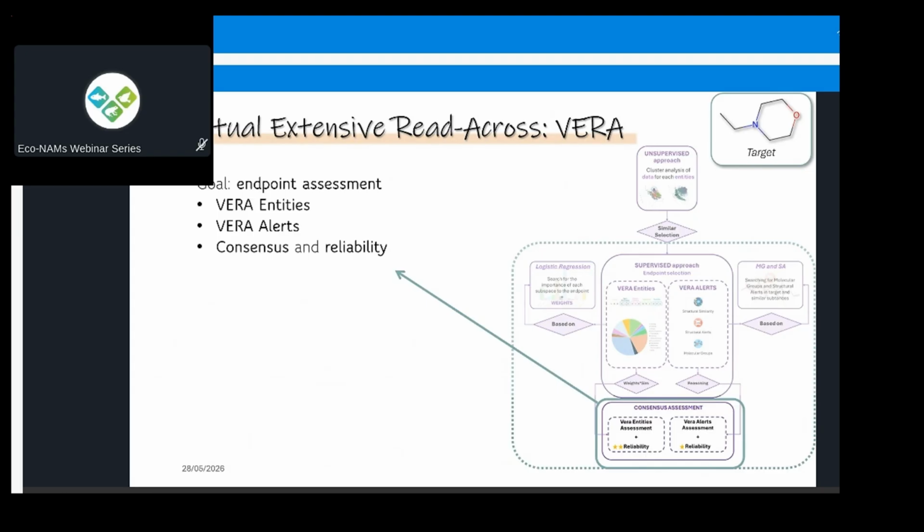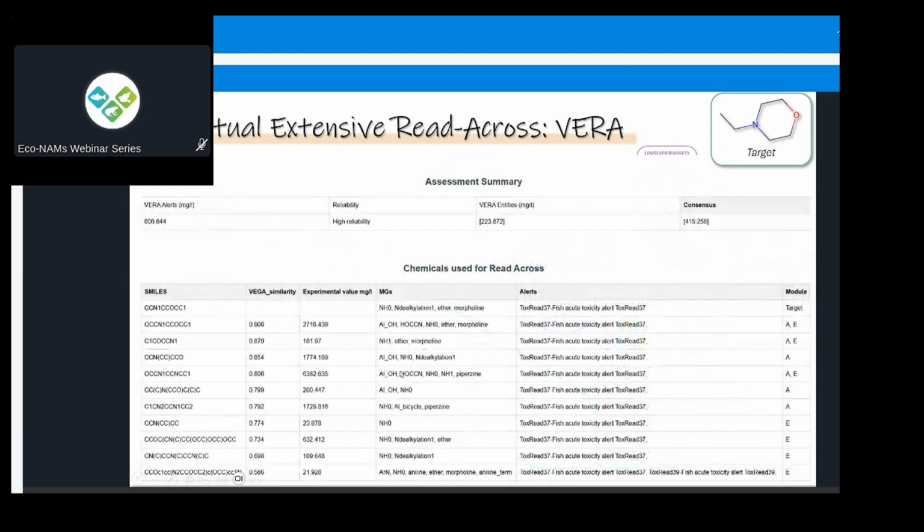The last step is the combination, the consensus between VERA entities and VERA alerts, and the calculation of the reliability that are reported here in the summary of the HTML output.